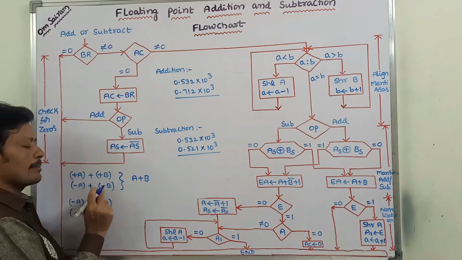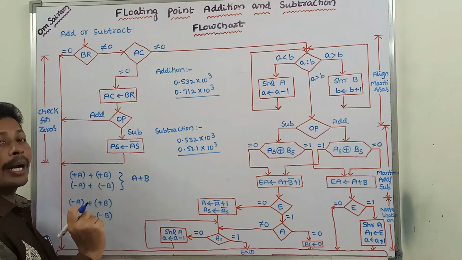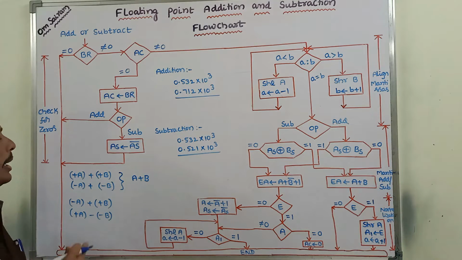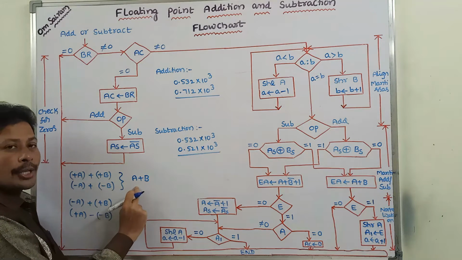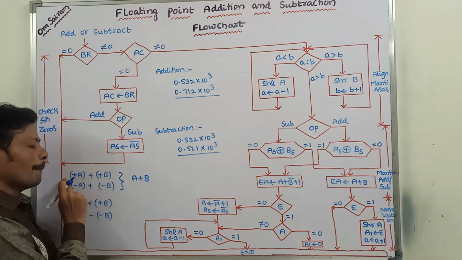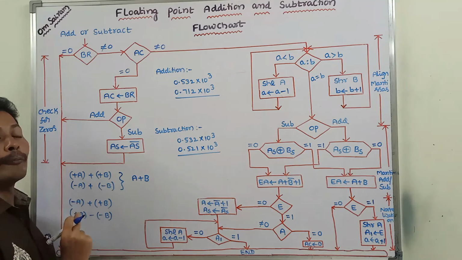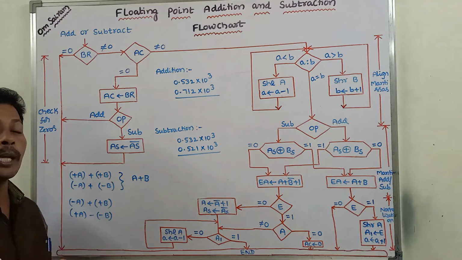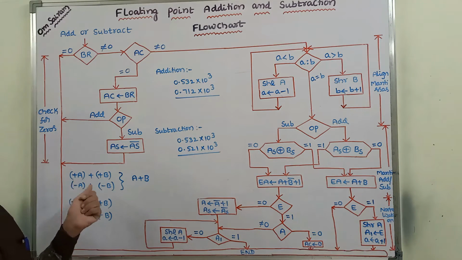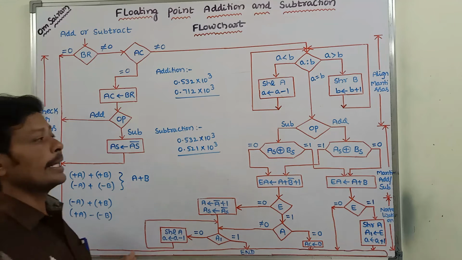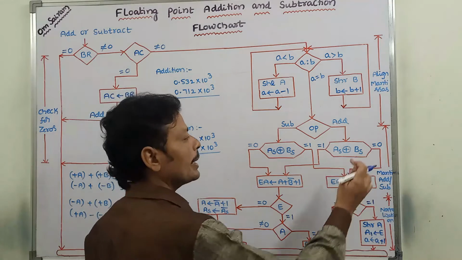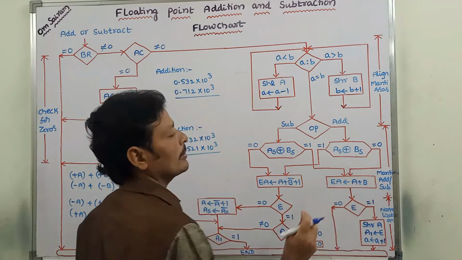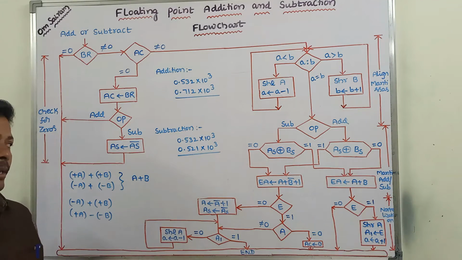Minus A plus minus B is nothing but minus of A plus B. In these two cases, we are performing the addition operation. When both signs of the mantissas of two floating point numbers are equal, then the value of the XOR gate is 0. Then only we are performing the addition operation.